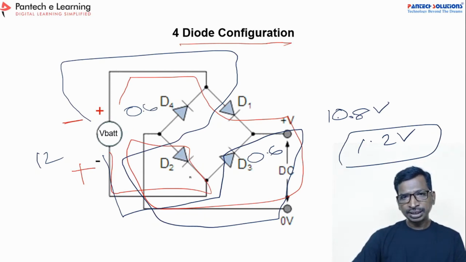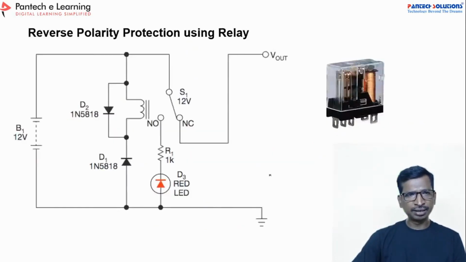Right. So these are all the 4 diodes configurations. So similarly, you have another method called reverse polarity using relay. See here, if you are connecting the positive at this terminal, and then this is the negative terminal. So what will happen? See here, if you are connecting this one.